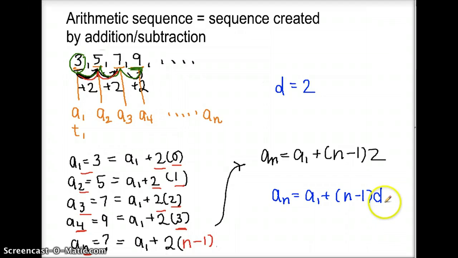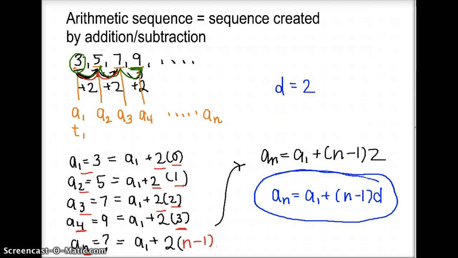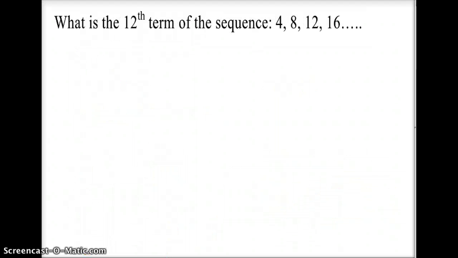And D is a number that we add each time. N is going to be the position of the number in the sequence, AN is going to be what the number is, or the nth term of the sequence, and A1 is going to be the first term of the sequence. So this is our formula for an arithmetic sequence. It might be a little bit confusing right now, but if we use this in the next problems, I think you'll understand it.